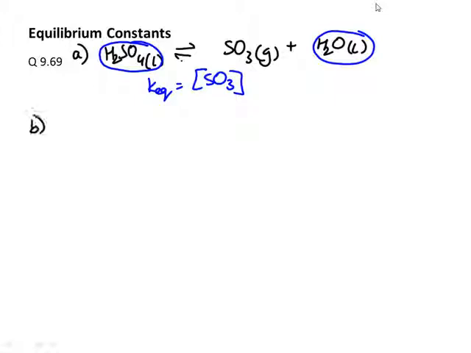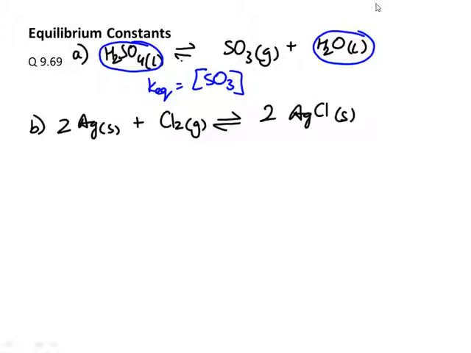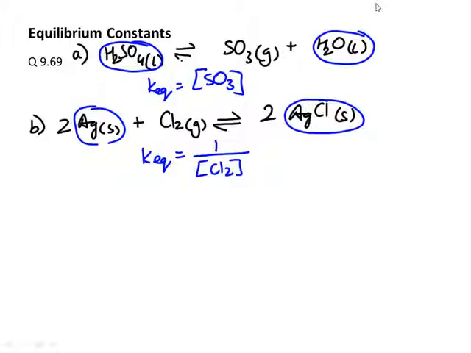Let's try a couple more. 2 silver solid plus Cl2 gas equilibrium 2 AgCl solid. In this case, once again, silver solid will not make it into the equation, neither will silver chloride, because they are both pure solids. So when you write the equation, there is nothing in the product that makes it into the equilibrium constant equation. So there will be nothing in the numerator, in other words 1, and the denominator is just the Cl2 concentration.